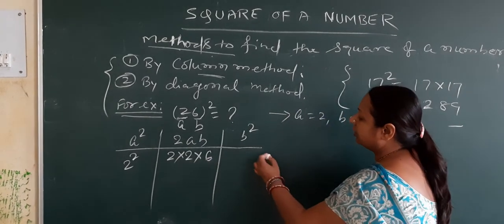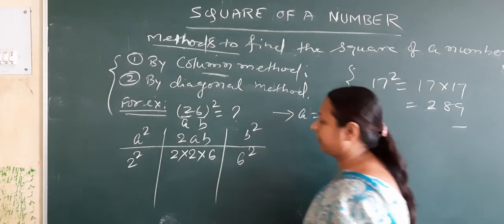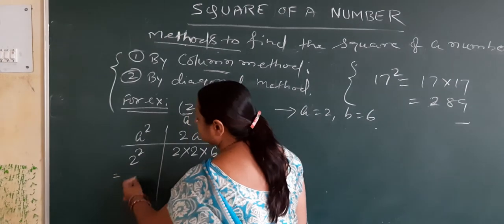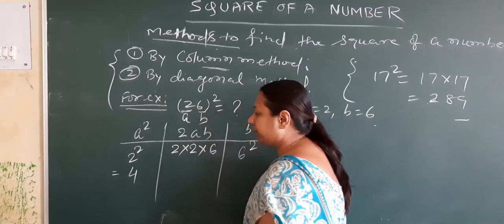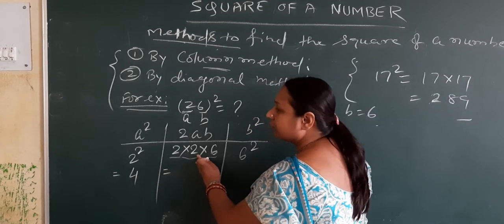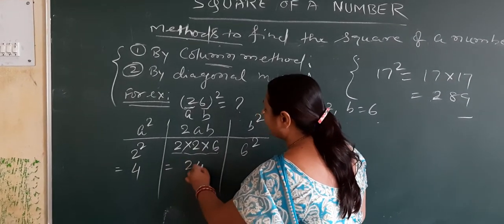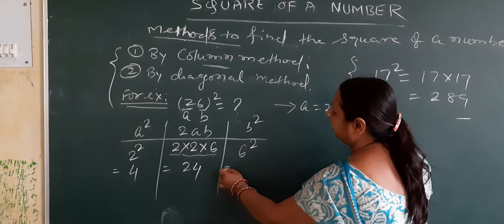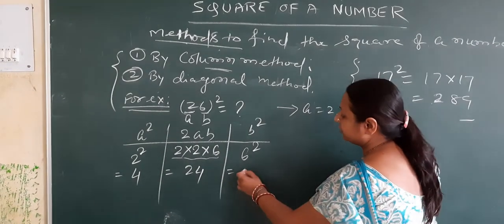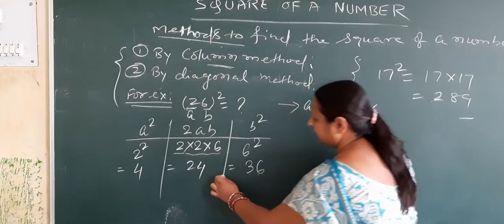Now in the third column we have B square. B square means 6 square. Now write the square of 2. Square of 2 is 4. Multiply these three terms. 2 into 2, 4. 4 into 6, 24. And square of 6, 6 into 6, 36.